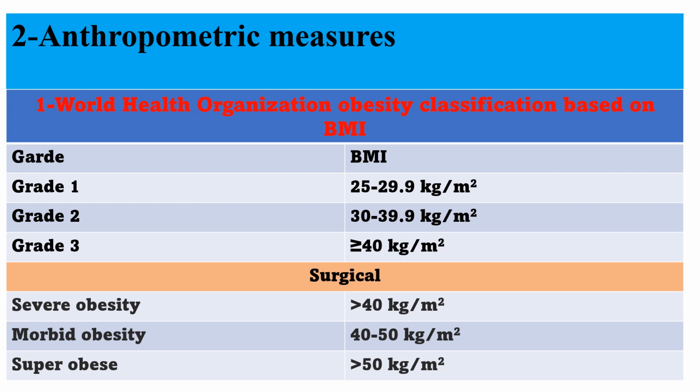The surgical literature often uses a different classification to recognize particularly the severe obesity. Severe obesity, when BMI is greater than 40, morbid obesity, when BMI is 40 to 50, and super obese, when BMI is greater than 50 kg per square meter.